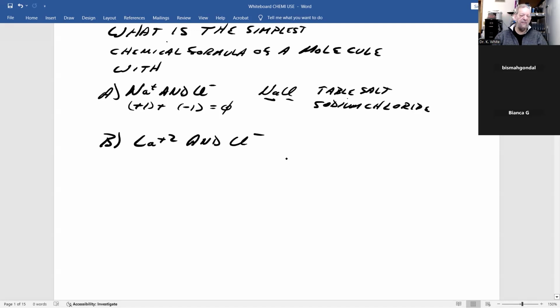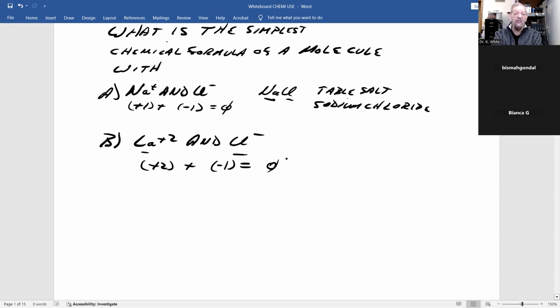And again, what would be the simplest chemical formula or empirical formula for a molecule of calcium +2, chloride -1 ions? Well, this is a +2, this is a -1, and it has to add up to 0. Oh, no, it doesn't. You cannot change the charge, but you can change how many there are.